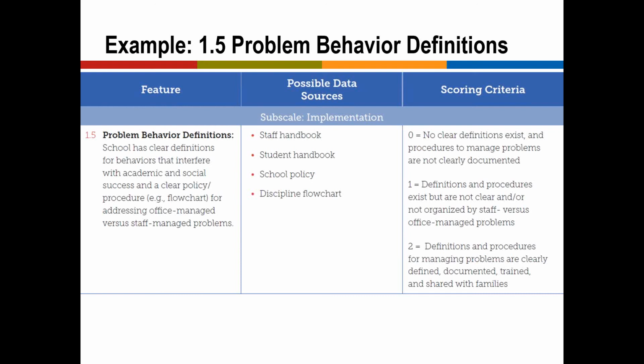A school would earn a score of 0 if no clear definitions exist and procedures to manage problems are not clearly documented. A school would earn a score of 1 if definitions and procedures exist but are not clear and/or not organized by staff versus office managed problems. Finally, a school would earn a score of 2 if definitions and procedures for managing problems are clearly defined, documented, trained, and shared with families. Each of these 3 items is read aloud and reviewed by the school team.